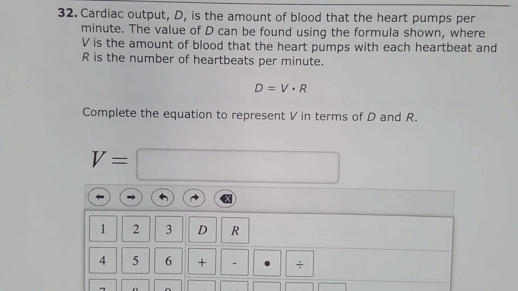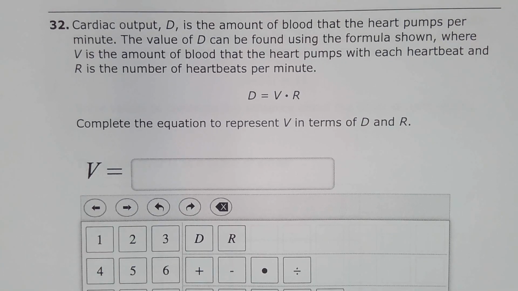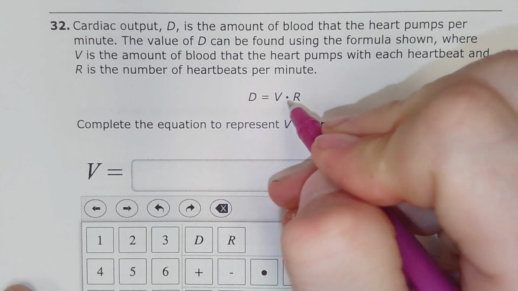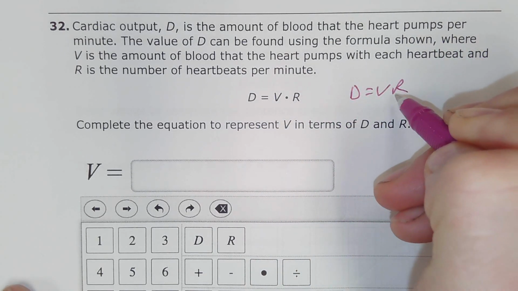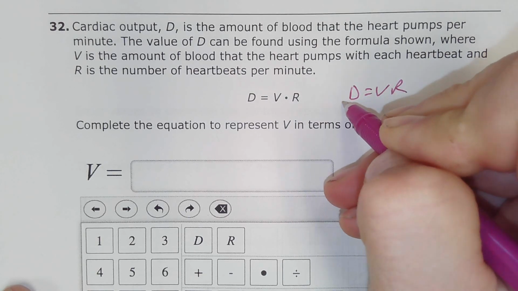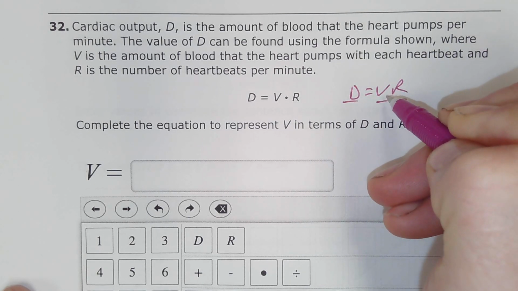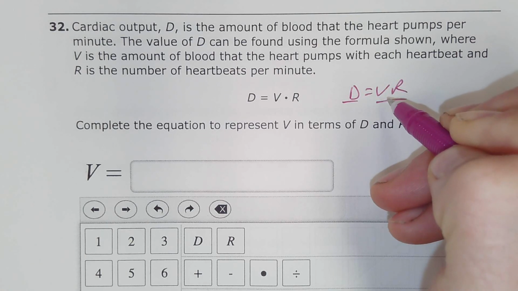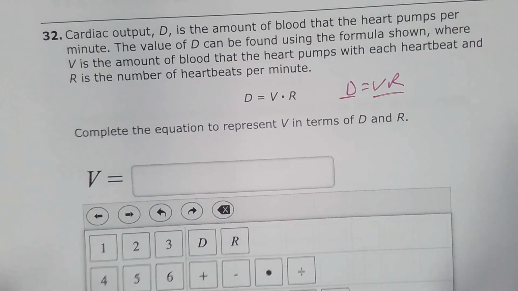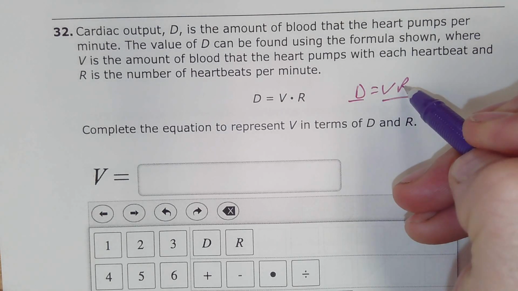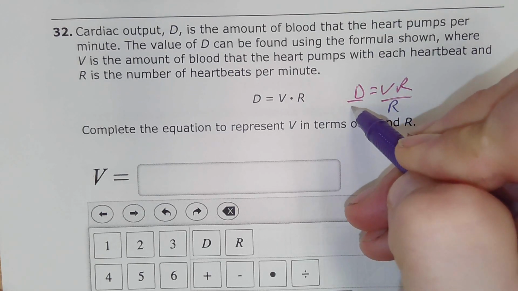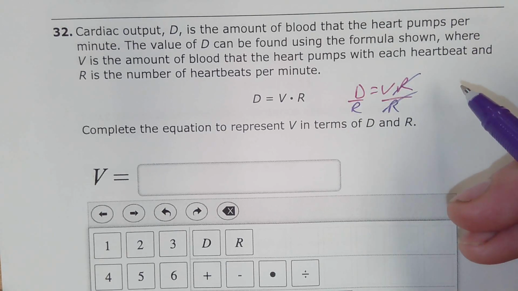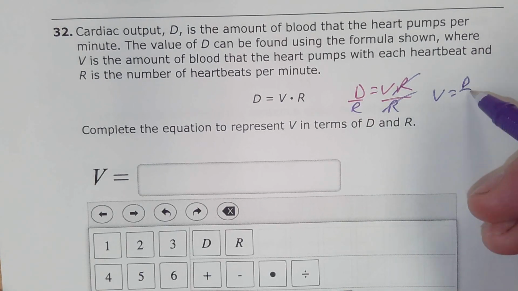Okay, here's one where it has a bunch of words to just tell you to rearrange this equation and solve for v. Right, so this is the same thing as d equals vr, because the multiplication sign is just the dot. I've got to divide both sides by the thing that is preventing the variable that I want from being by itself. So this is v multiplied by r. To separate multiplication, I need to divide. So the r's go away, so v equals d divided by r.